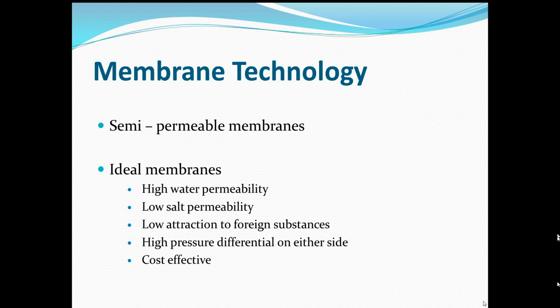Now, it should have low attraction to foreign substances, because if it attracts foreign substances, they are going to clog the membranes, and this clogging would damage the membranes. Also, there has to be a high pressure differential on either side, and it should be cost effective, because we know that 80% of the cost of the osmotic power plant goes into the membrane development.